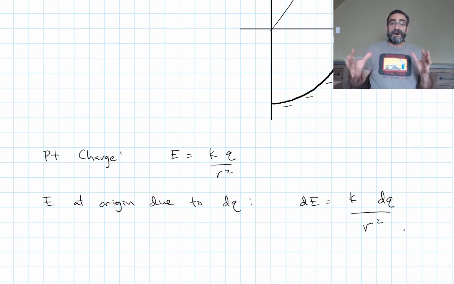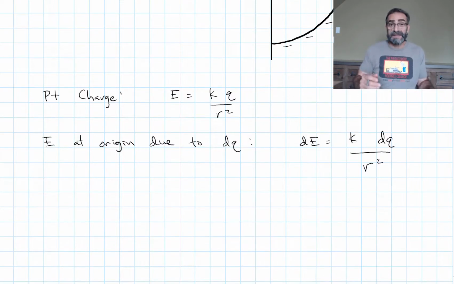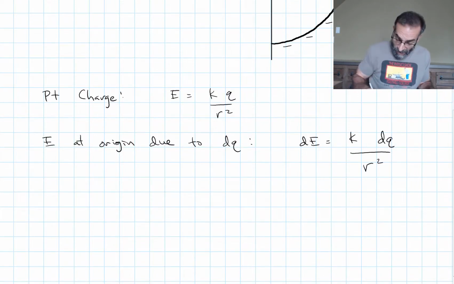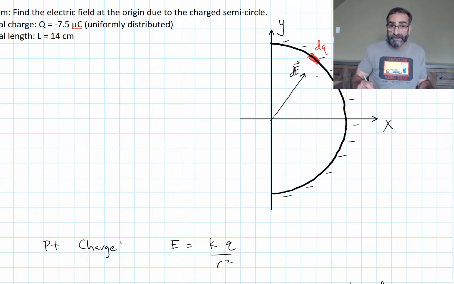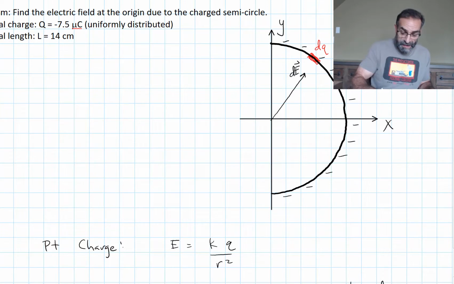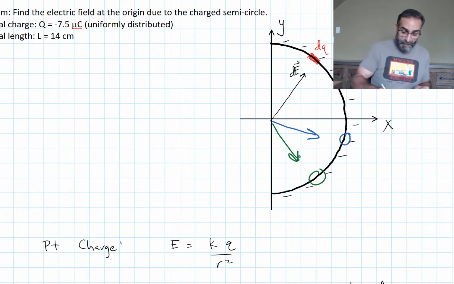We want to add up all the contributions from every little dq along our line of charge. But the electric field is a vector quantity, so we can't just add them up. Each little dq, the one I just drew in red, produces an electric field pointing up and to the right. But there's one down here that produces an electric field this way, and one over here that produces an electric field this way. We have to add them all up, and we have to break them into components first because you can only add vectors in the same orientation.